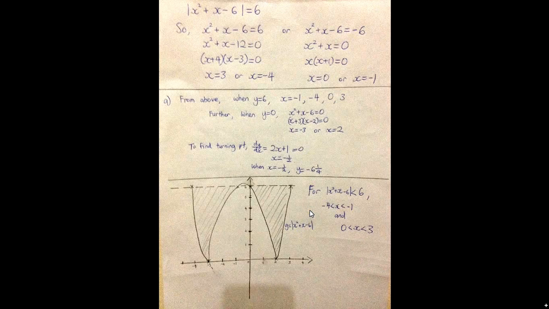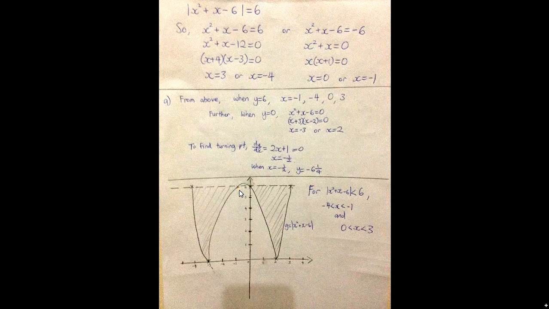The final part of the question, we are required to find modulus x squared plus x minus 6 less than 6. But since we have already solved for this in the earlier part, the four values of x will simply be the point when y is equals to 6. So anything less than 6 will be the region which we are interested in. Therefore, the answer from the graph is the value of x will be between negative 4 and negative 1. And the part between 0 and 3.